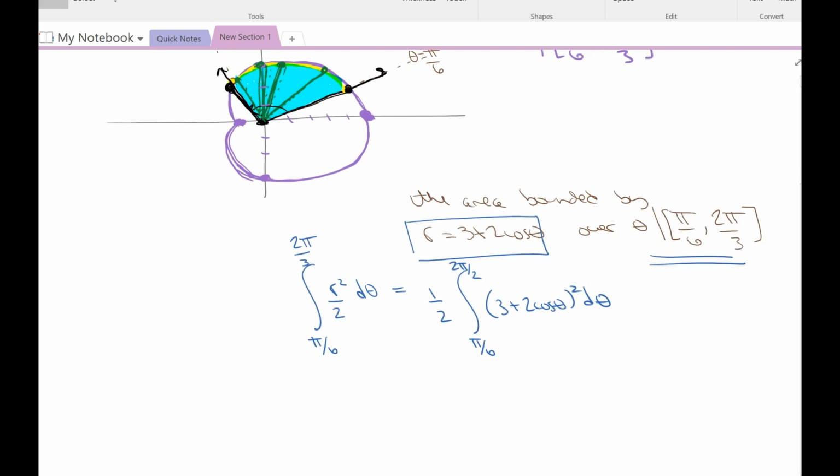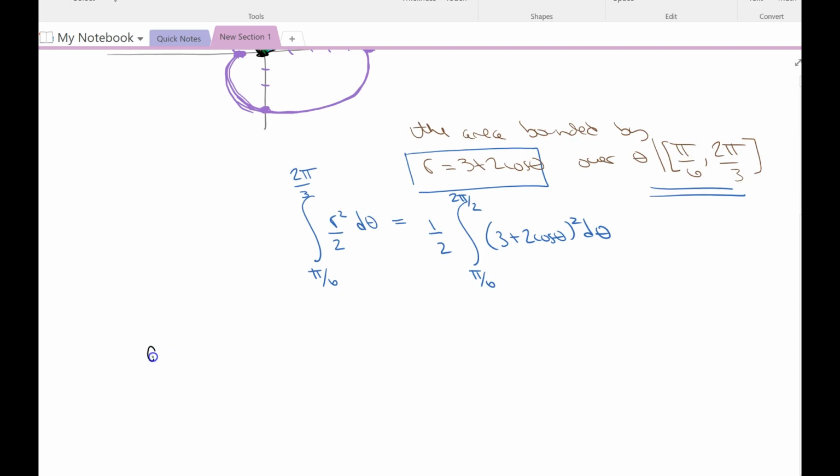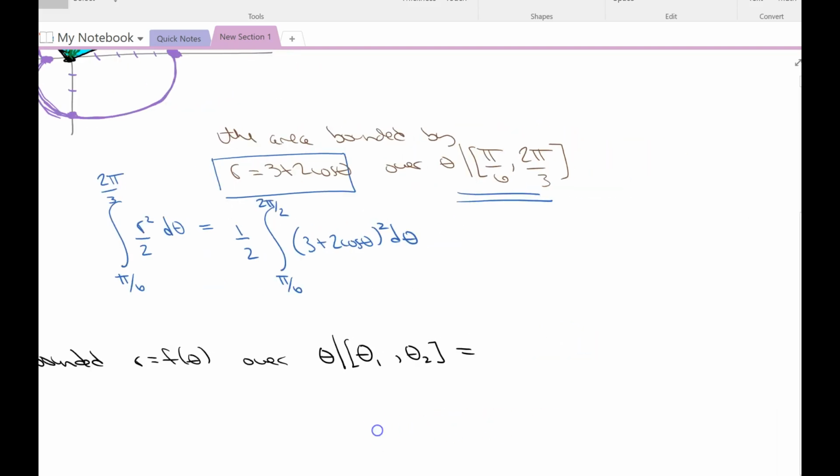In general, when you talk about a polar curve, the area bounded by r equals f of theta over the interval of theta, and we'll just call it theta 1 to theta 2, is described by the following definite integral. It's 1/2 the definite integral from theta 1 to theta 2 of r squared d theta.